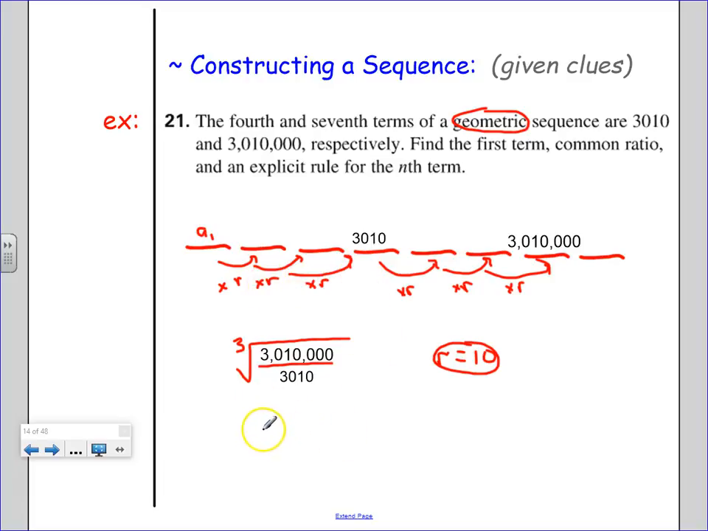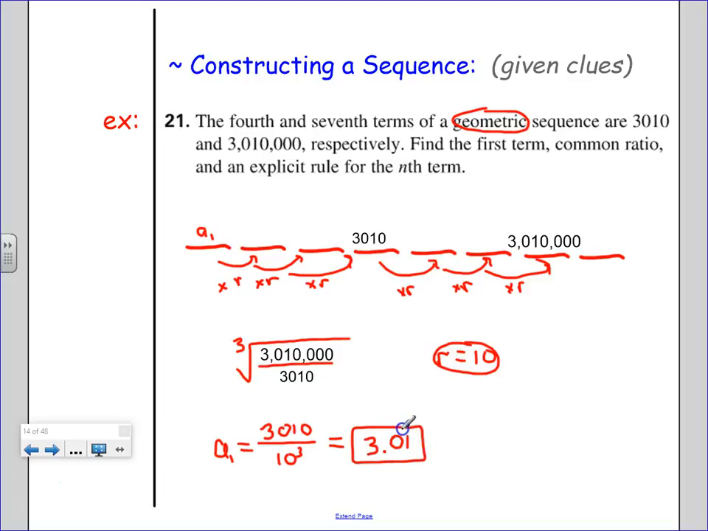So then in order to find A1, we could say 3010 divided by 10 cubed. Okay, double check me. Does that sound right? Because if we know our common ratio is 10, we need to divide by 10, divide by 10, divide by 10, or divide by 10 cubed. If we divide by 10 cubed, doesn't that mean move the decimal 3 places to the left? So we have a 1 and a 2 and a 3, 3.01. Does that make sense?